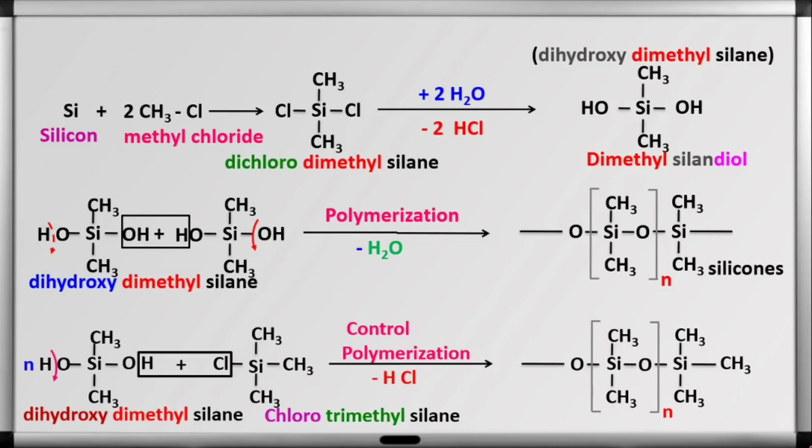And now after, see the dihydroxydimethylsilane, already we know the name. This is the chlorotrimethylsilane. So this is very important. With the help of chlorotrimethylsilane, we control the polymerization of silicones. Okay, and already we know the formula, general formula and the formula of silicones.